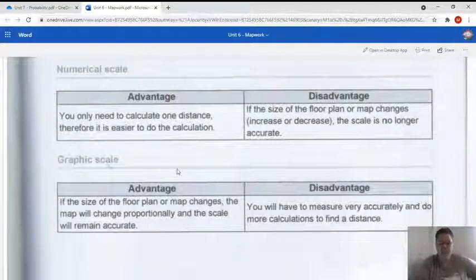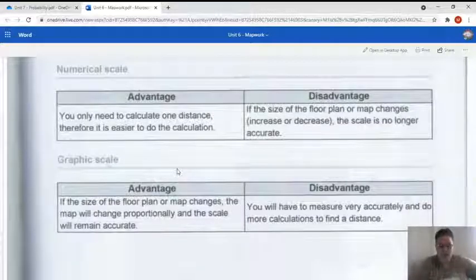If the size of the floor plan or the map changes or increases, the scale is no longer accurate. This is exactly what I explained to you just now. We have zoomed this for lesson purposes, as soon as you start zooming it, it is no longer accurate. And that is why I'm saying go to the book. The book will give you the accurate measurements.